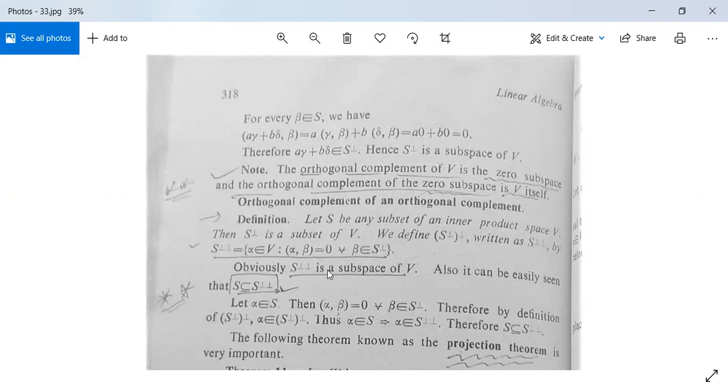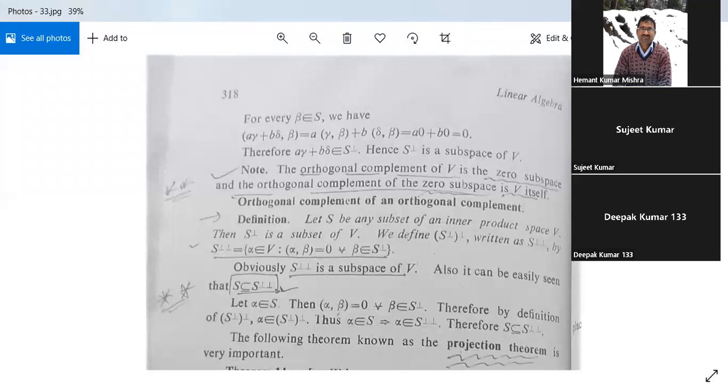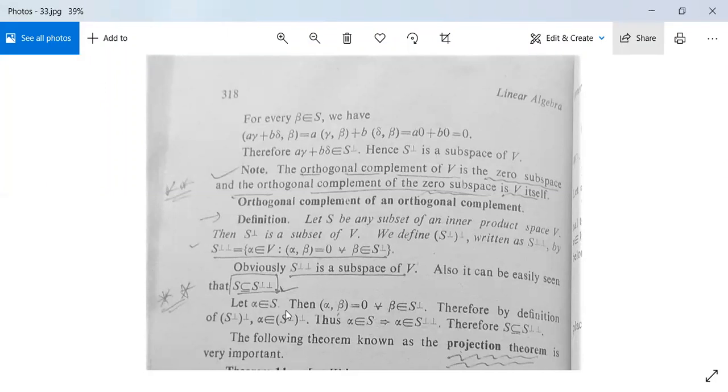Obviously S double perpendicular is a subspace of V, निश्चित रूप से subspace होगा. Also it can be easily seen that S is a subset of S double perpendicular. Let alpha belongs to S, then alpha beta will be 0 for all beta in S perpendicular. Therefore by definition of S perpendicular and again perpendicular, alpha belongs to S double perpendicular. Thus alpha belongs to S implies alpha belongs to S double perpendicular. Therefore S is a subset of S double perpendicular.